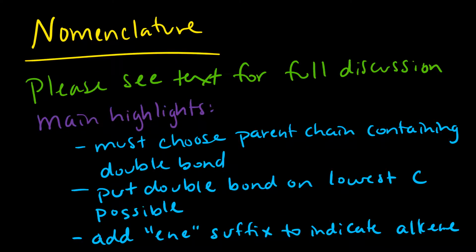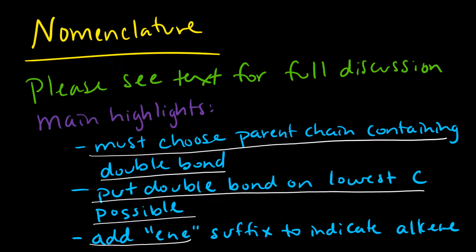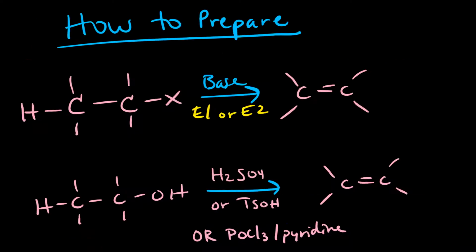Just a few notes about the nomenclature of alkenes. The main highlights are that you have to choose a parent chain containing the double bond, and then you want to try to put that double bond on the lowest number carbon possible, and then you need to add the -ene suffix. So if you go back to the E and Z slide, you can see an example of how I named those alkenes, and then definitely read the textbook for full details.